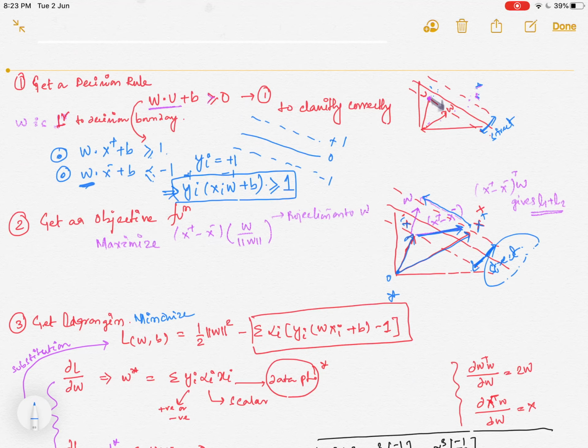So our target is to maximize this length of the street. So we can write: maximize the projection of the x plus minus x minus vector onto w, and in this case we will take the unit vector, that is w by mod of w. This can be further written as 1 minus b by w.